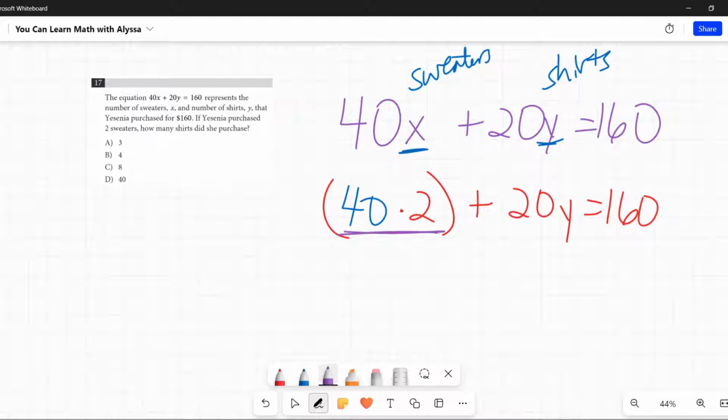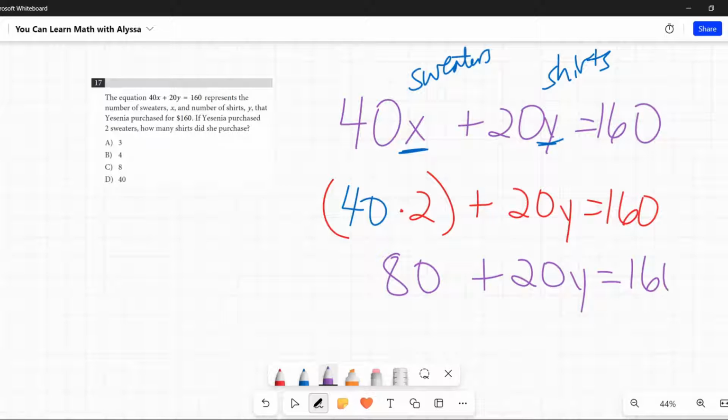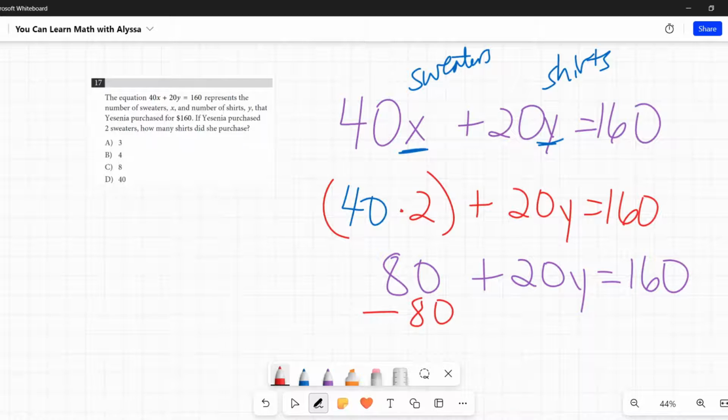First, I have that 40 times 2, that is 80. So 80 plus 20y equals 160. Now let's undo this 80 being added. We're going to subtract it from both sides. So on the left, I just have the 20y. On the right, 160 minus 80 is 80.